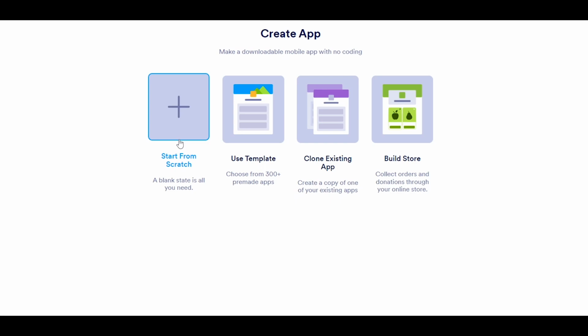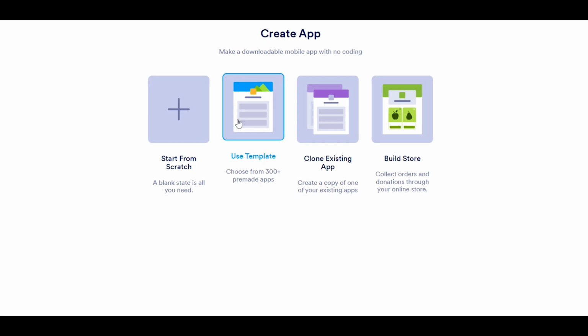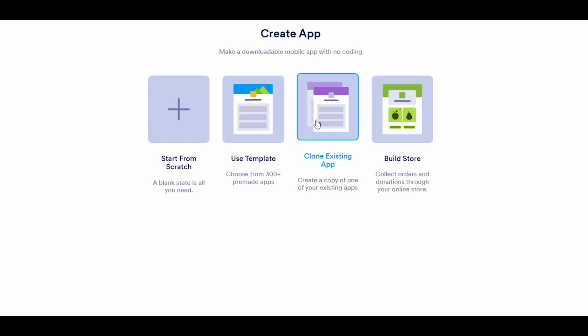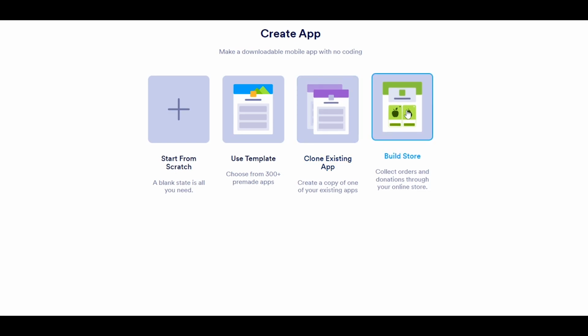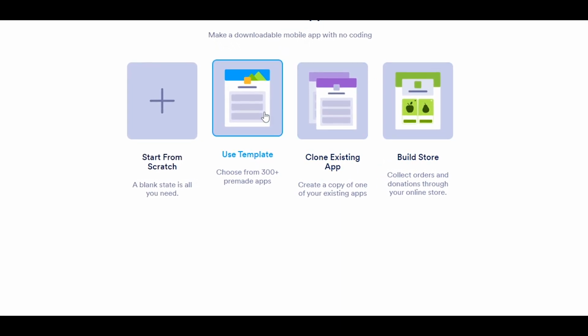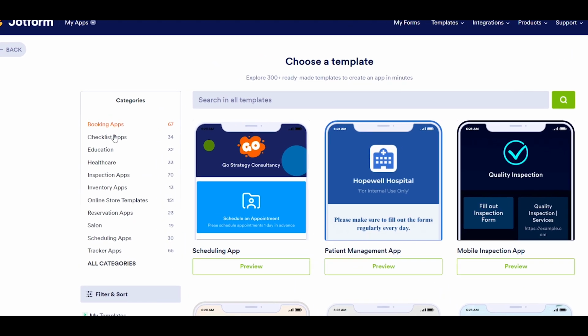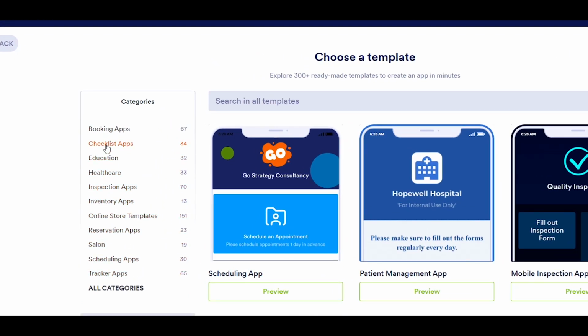So if you start from scratch, you'll have a blank canvas and you will create an application from the very beginning. Or if you want to use templates, you can choose from over 300 templates. Clone, you can create a copy of one of the existing clones, and then you can build a store, collecting orders and donations through your online store. It all depends on you. We're going to be using the templates in this video to get you to understand how it works, and we can even search one over here, or we can choose one from the categories right here.